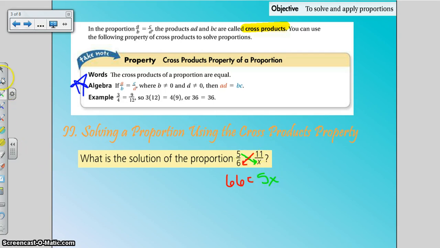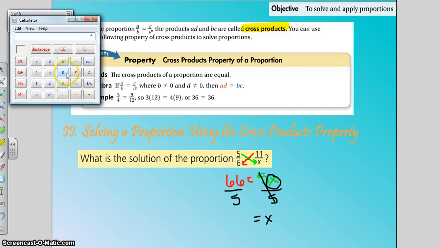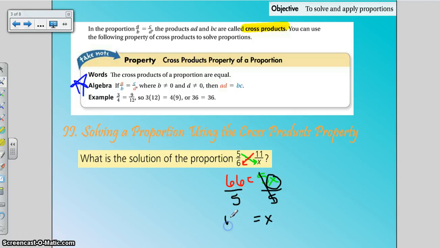Ooh, I don't know if you can see that green. So I have to undo the 5 from the x. It says 5 times x currently. To undo multiplication, you use division. Bring down that remainder of the x. So x equals, what is 66 divided by 5? 13.2. So this could be okay, but remember, here in algebra, we need to flip that around and have x equals 13.2.